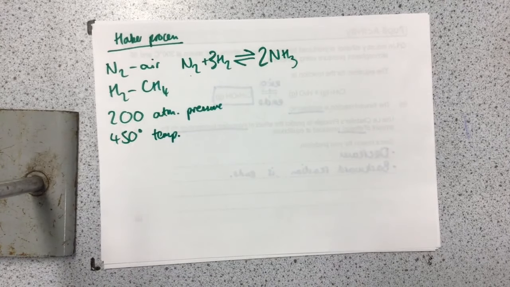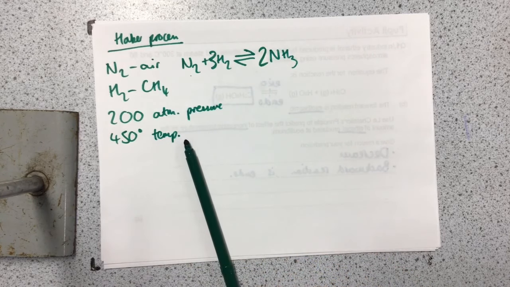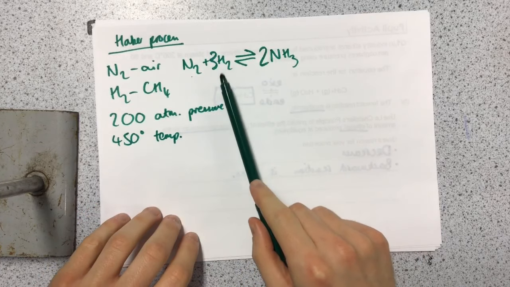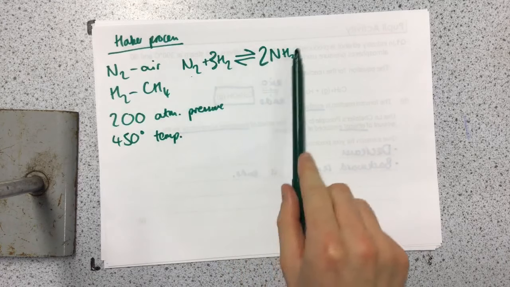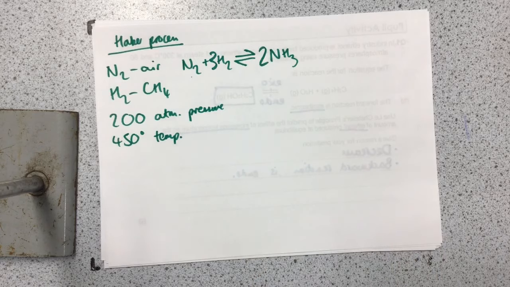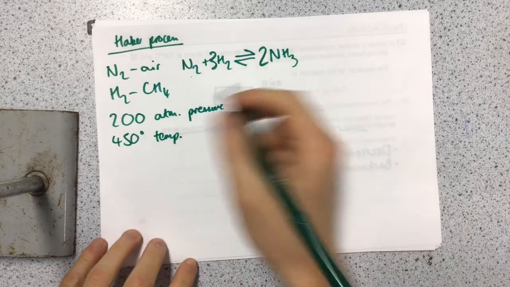Now, this is a compromise. Firstly, it's done at a high enough temperature to get the rate going, so the rate is fast enough. And it's also done at a certain pressure to maximise the amount of ammonia produced. Obviously, using our equilibrium skills, if we increase the pressure on this reaction, the equilibrium will shift to the right, so we will make more ammonia. But it costs a lot of money to increase the pressure, so there is a compromise on each of these two things.